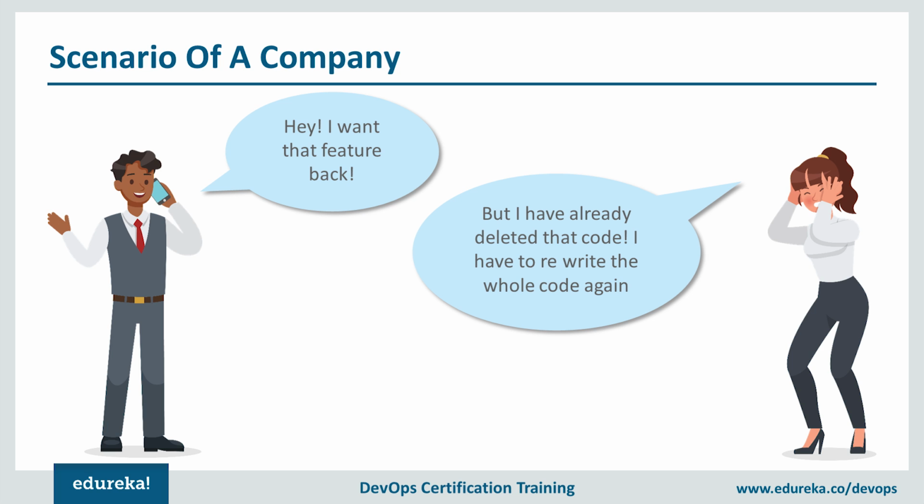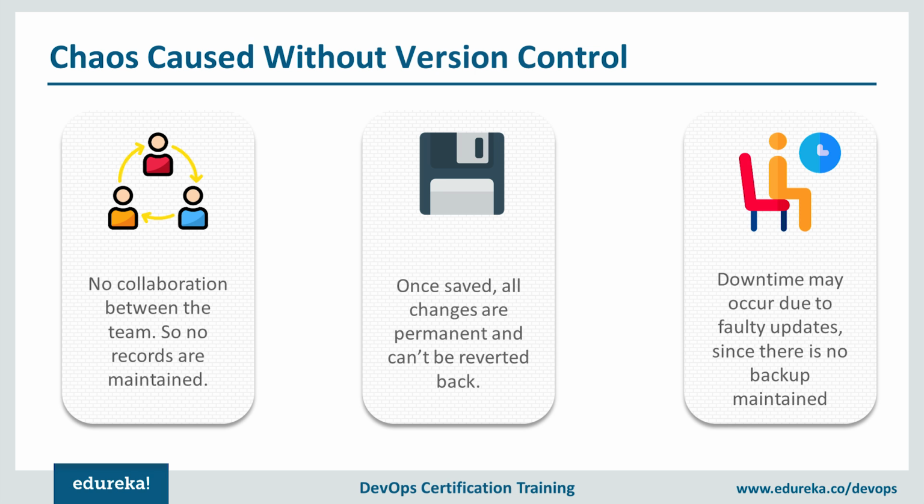But if the company had adopted the version control system, then Alice would not have to rebuild the code. Instead, she would just pick up the code from the version control system and deploy it in the UI again, right? So wasn't it very simple with the version control system? It is, right? Now, what exactly is this version control system? But before I tell you that, let me show you the chaos caused without the version control system.